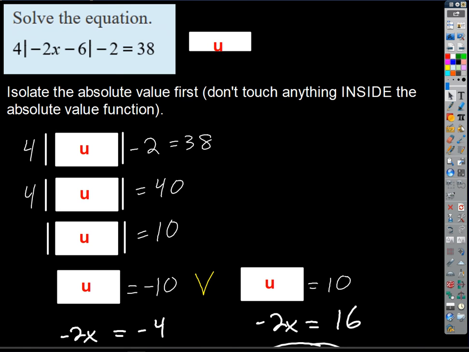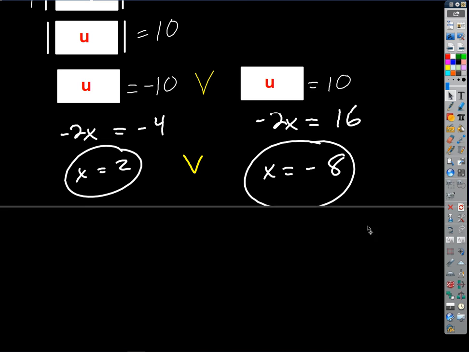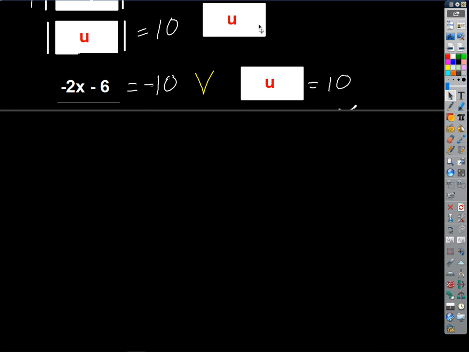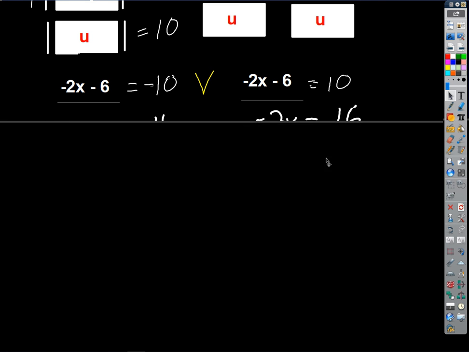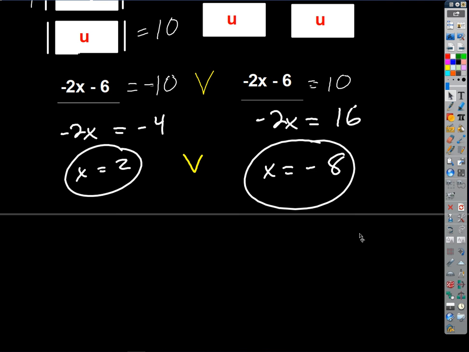Negative 2x minus 6, right? Well, I guess I skipped some steps there, didn't I? So we get that, and that, right? And so now, what are the steps to solve in both cases? Well, in both cases, don't I just add 6 and divide by negative 2? So if I add 6 here, I get negative 4. If I add 6 here, I get positive 16. If I divide by negative 2, I get those two answers.